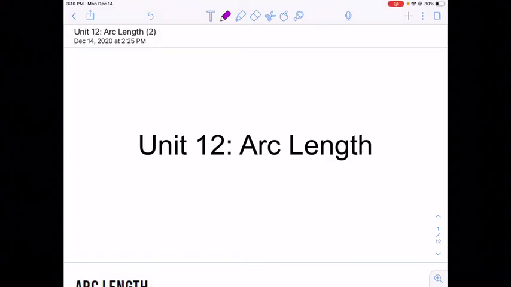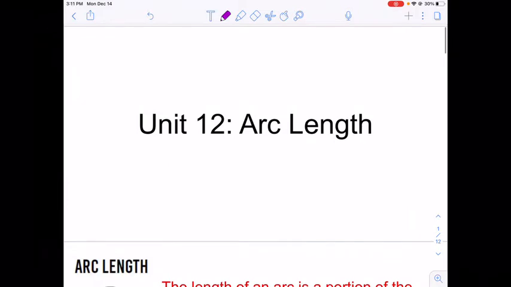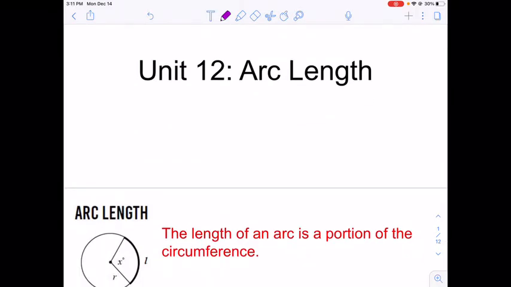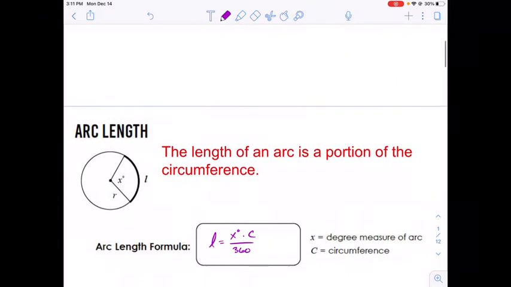All right, let's look at the next lesson in Unit 12, arc length. So we've looked at arc measures, how we found the measure of the arc is equal to the central angle. Now we're going to talk about the arc length, which is a portion of the circumference. Circumference, remember, is the distance all the way around it. Now we're only looking at part of it.